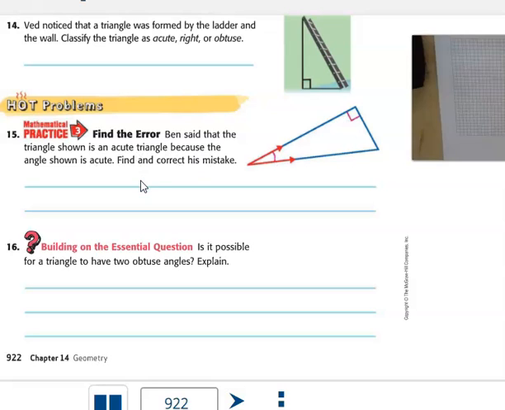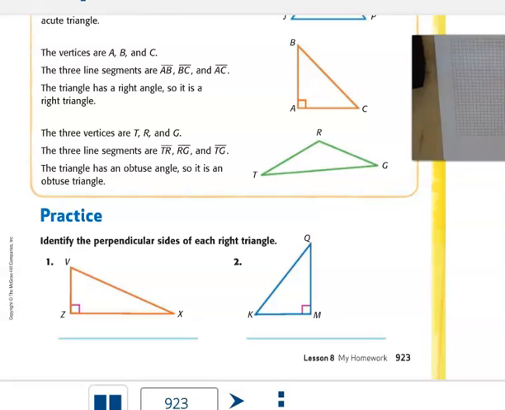Is it possible for a triangle to have 2 obtuse angles? Think about that. Try and draw a couple examples. You can use a whiteboard or scratch paper and see if you can make a triangle with 2 obtuse angles. And then you're going to write your explanation there. And if you have used up your whole hour, you can be done. Continue on through the homework. Check back in for any questions. And thanks for your hard work.